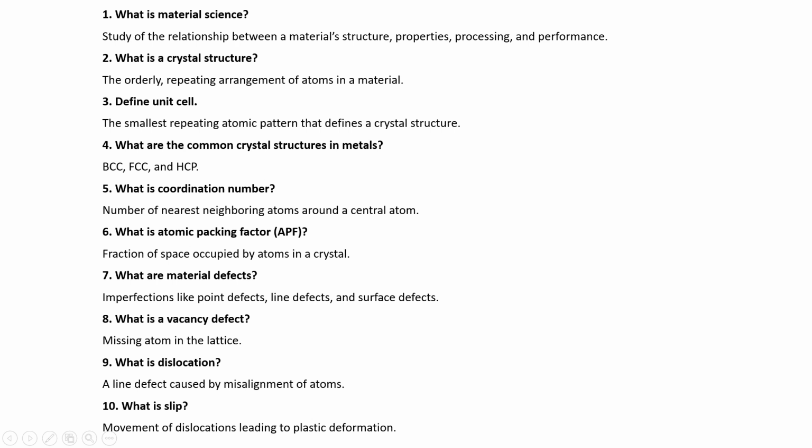7. What are material defects? Imperfections like point defects, line defects, and surface defects. 8. What is a vacancy defect? Missing atom in the lattice. 9. What is dislocation? A line defect caused by misalignment of atoms. 10. What is slip? Movement of dislocations leading to plastic deformation.